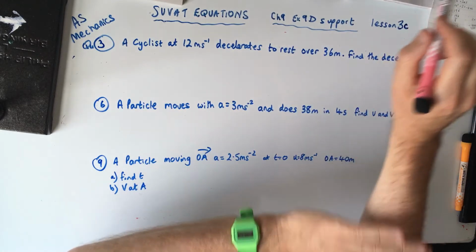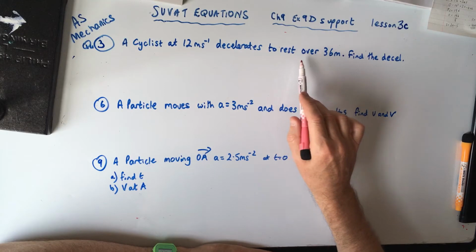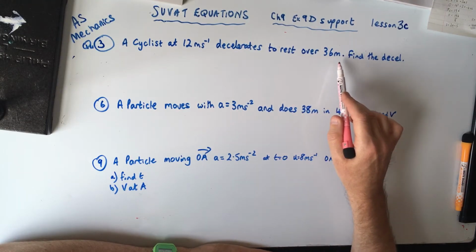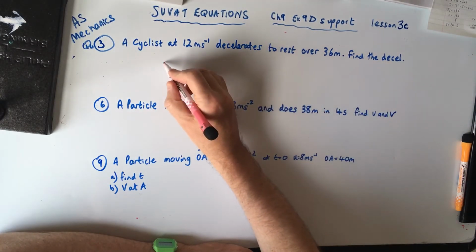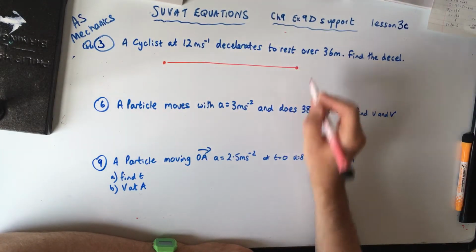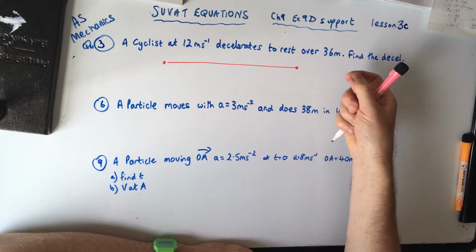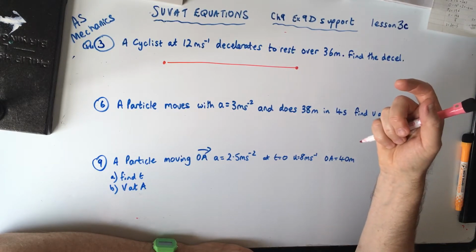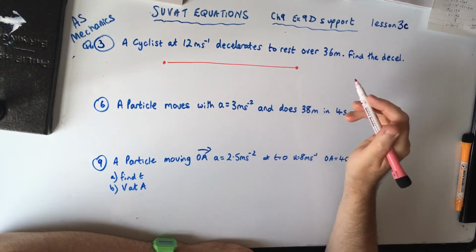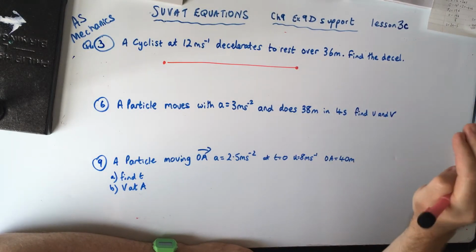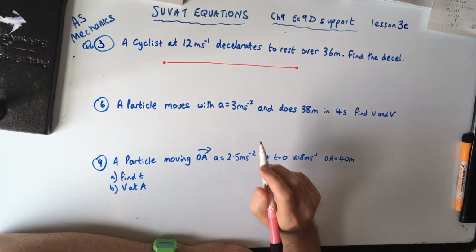A cyclist is travelling at 12 meters per second originally, decelerates to rest, in other words, to 0 over 36 meters. Find the deceleration. Okay, so always draw yourself a diagram. So here we go. And on this diagram, this to rest, you're going to come across this especially when we're throwing stones up in the air. There's a point where they slow down and they stop, and that stop is when the velocity is 0. And it's a really important point for solving a lot of problems.